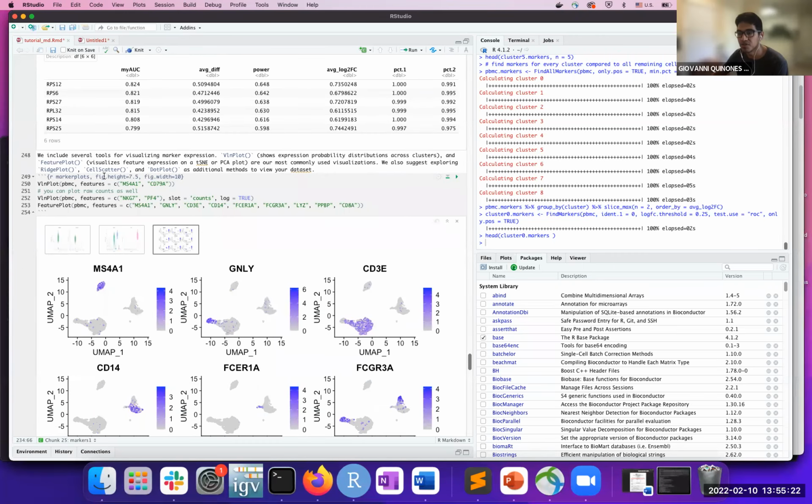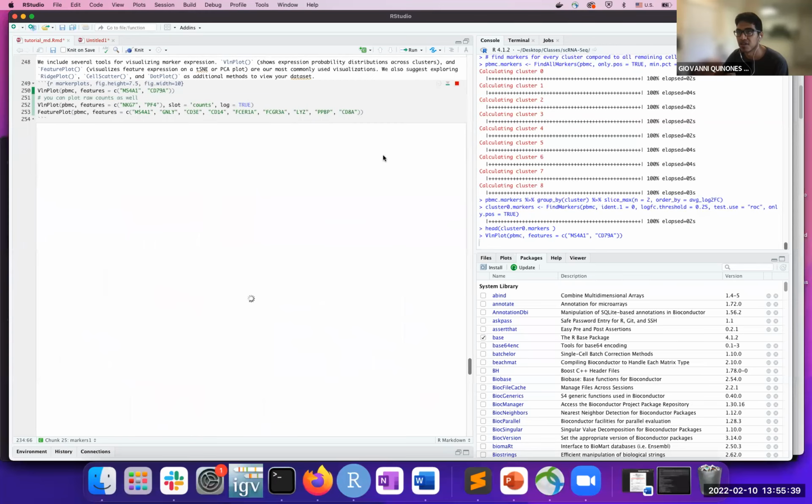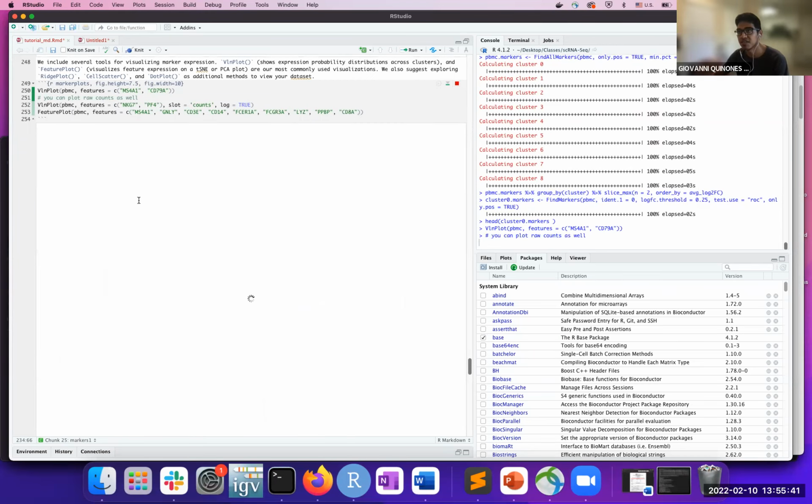Now we can move on to the next cell in line 249. Here we're just going to do a little visualization exercise. So I think we can first run the code in this cell.